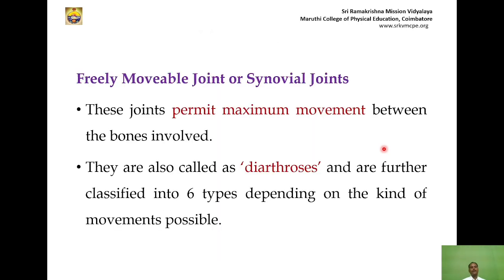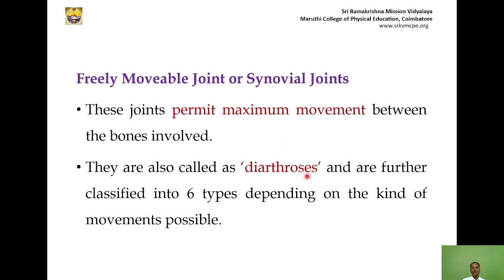Then the third type of joint is called a freely movable joint or synovial joint. These joints permit maximum movement between the bones involved. So maximum movement is possible. They are also called diarthrosis.